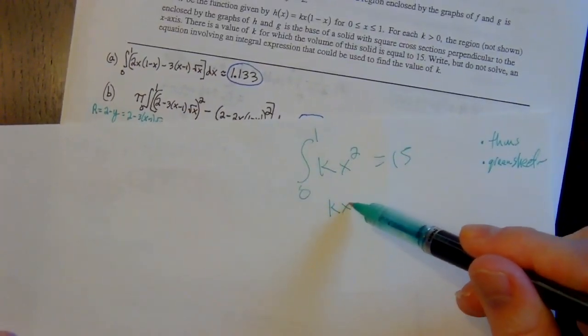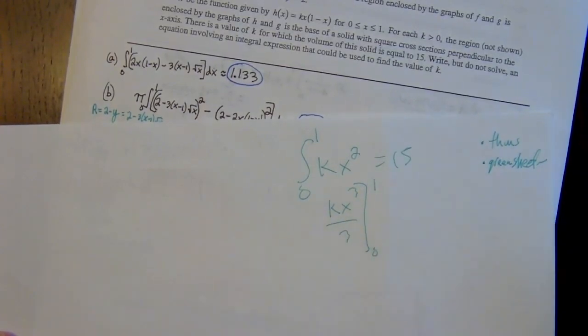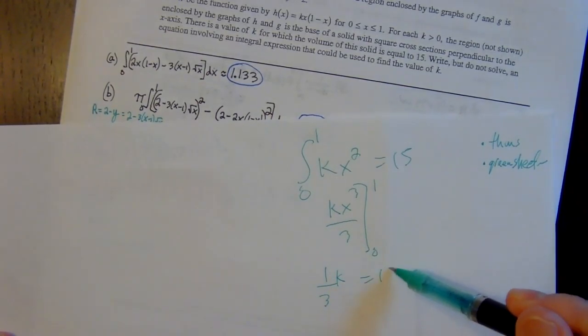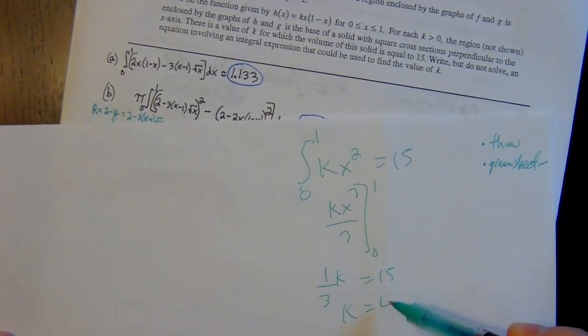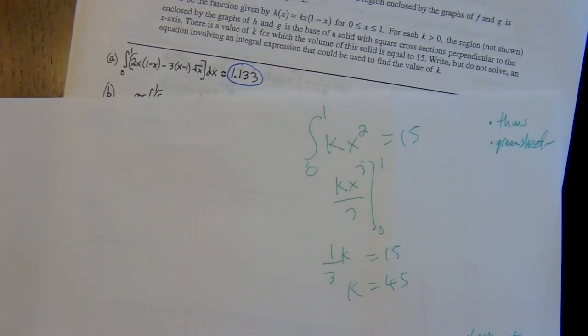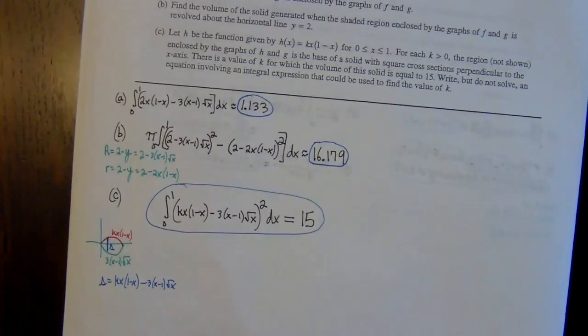But realize you could go kx cubed over 3 and then plug in the 0 and the 1. Then you can plug in the 1 for the x. So that'll give us 1/3 k minus 0 equals 15. And then we can get that k value is equal to 45 right there. So just keep that in mind in the future. If they do ever have us solve something, you could just straight integrate that thing, treat the k as a constant, and then plug in some numbers, and then you'll have an equation with the k's involved in it.